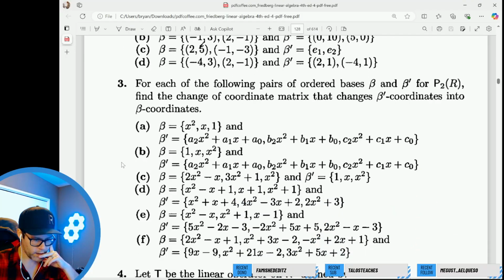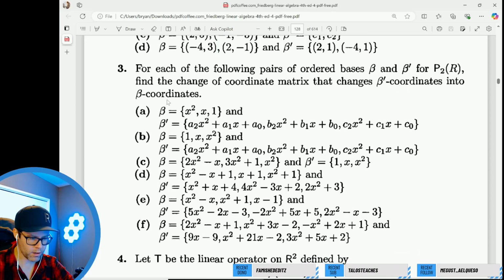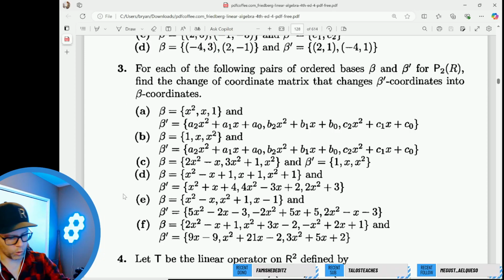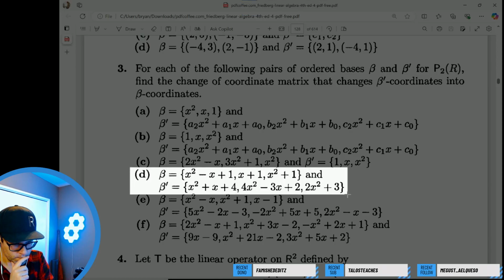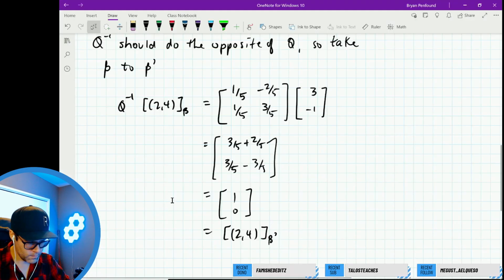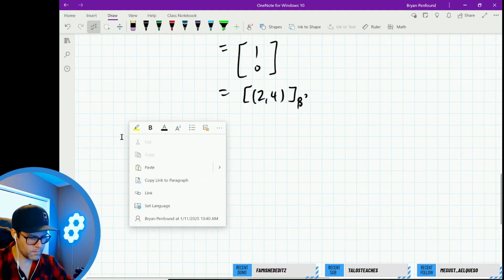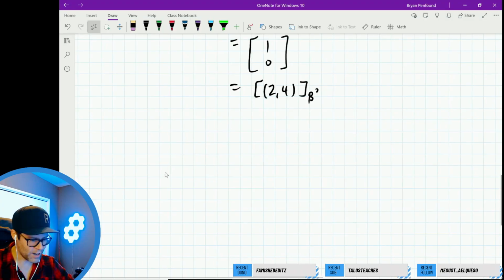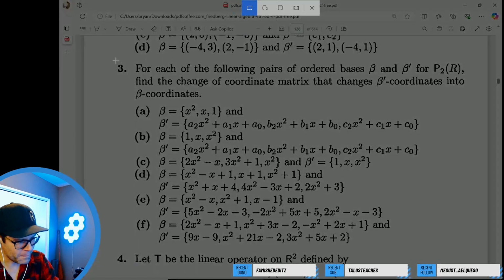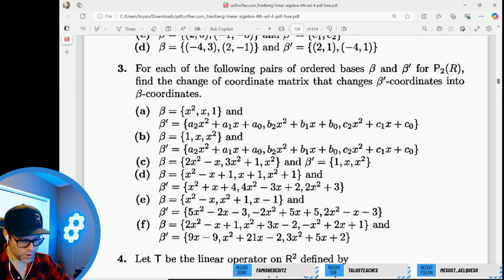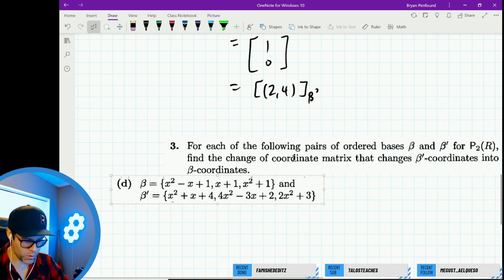So let's take a look at what we've got going here in 3. For each of the following pairs of ordered bases, find the change of coordinate matrix that changes beta prime coordinates into beta coordinates. Let's do a polynomial example because I think it might be nice to see one of those. If you can master something that's not in R, you know you're doing good. You know you've got the concept down, right? And this is in P2 over R, so we're going to get 3 by 3 matrices as well.